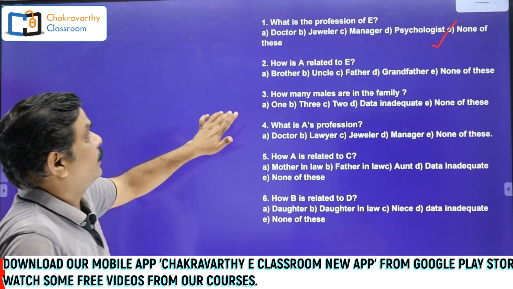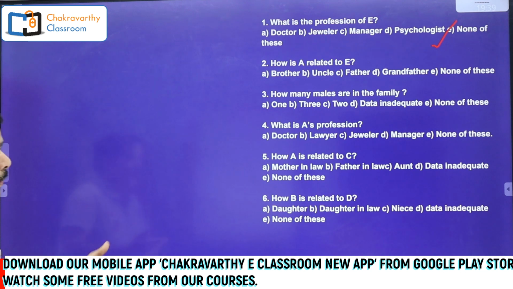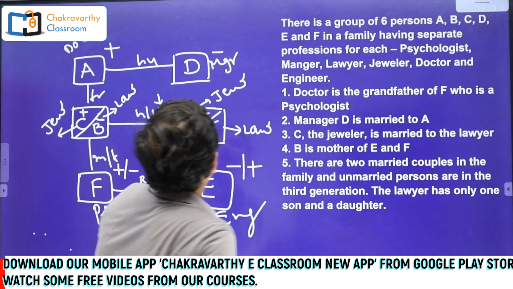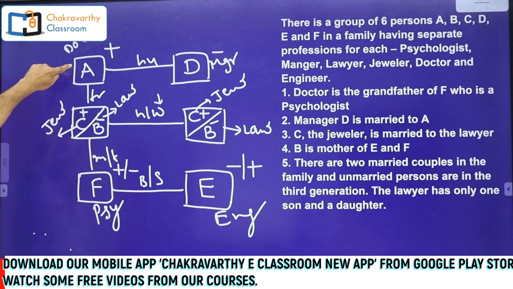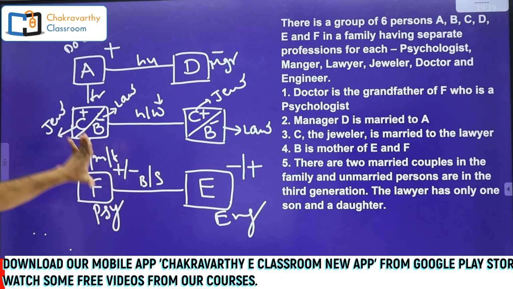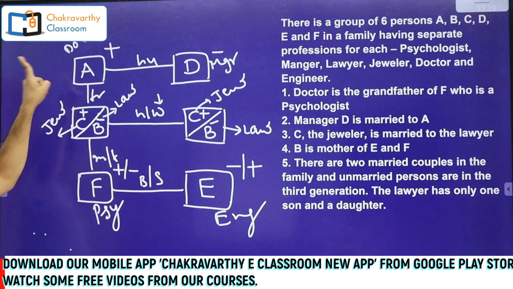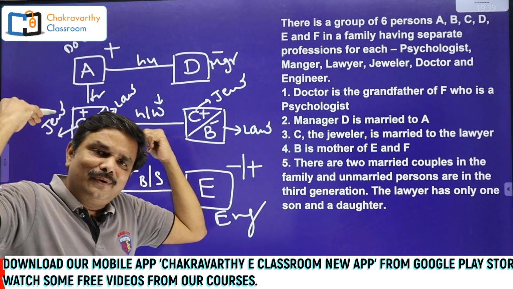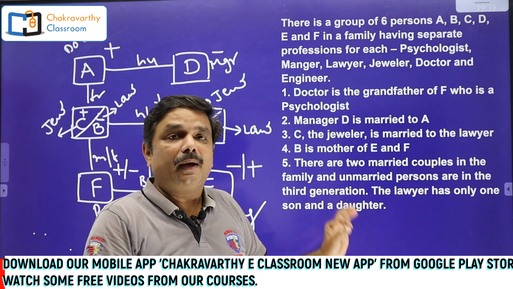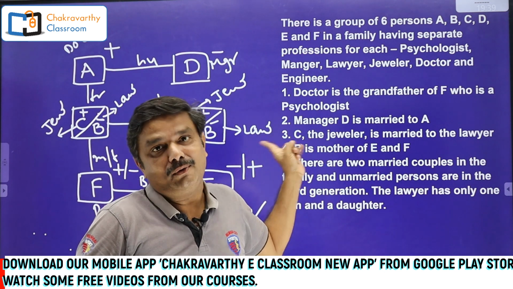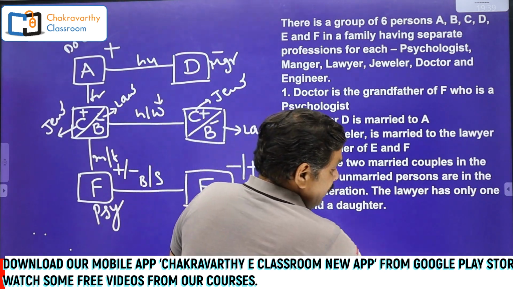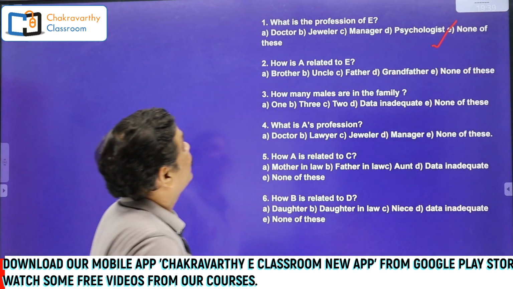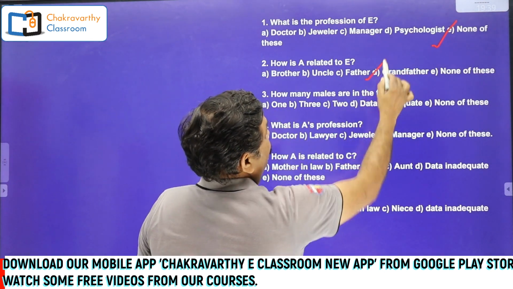Now go for the next question here. How is A related to E? This is the direct one, students. How is A related to E? This is A. This is E. Obviously, A is grandfather of E. If you know the family chart, everything is easier for you. Everything is a cakewalk. All the questions will become peanuts for you. But you have to learn this one. Okay. Now go for the next one here. Grandfather is the right one.